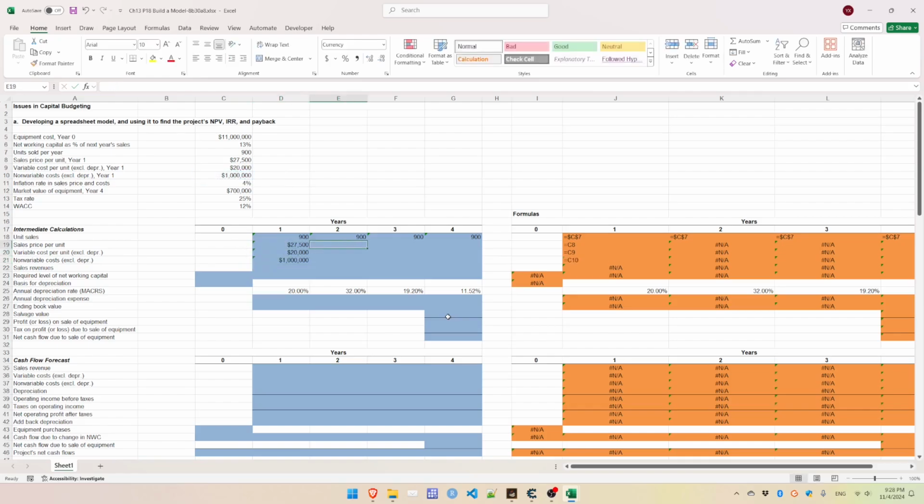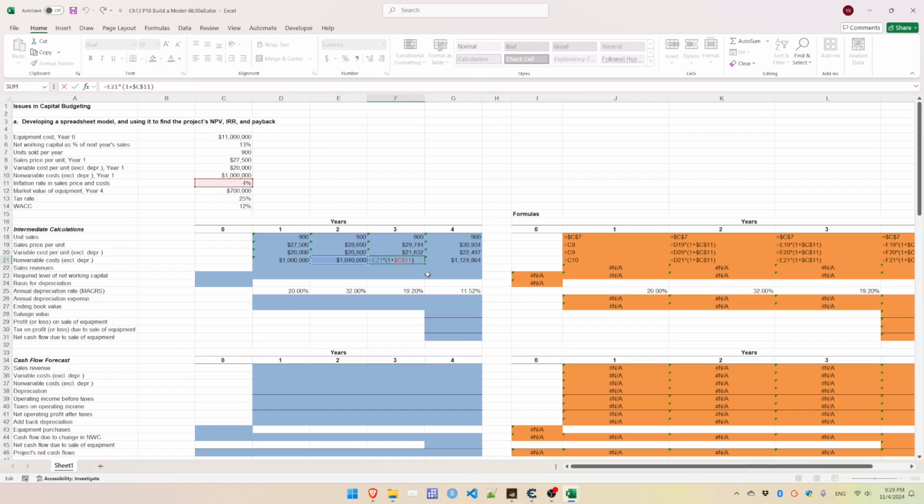All three numbers are supposed to grow at inflation, so times 1 plus the 4% inflation, right? And then I need to put dollar signs in front of CN11 so that I always refer to this cell. I copy and paste. I got the future price after inflation. I can copy the 3 and put them here. I'm basically inflating the variable cost now. And then I can copy these 3 and put them here. I'm basically inflating the non-variable cost now, right?